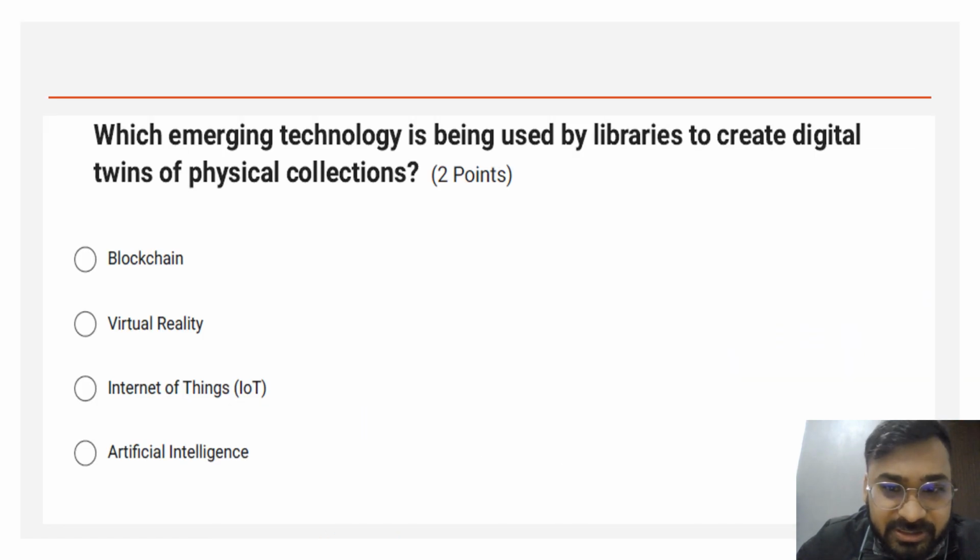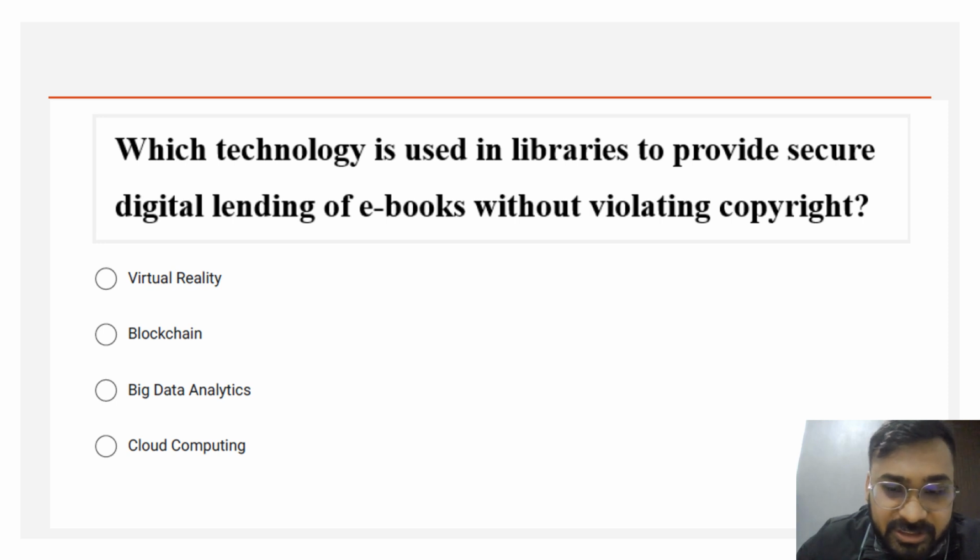Which emerging technology is being used by libraries to create digital twins of physical collections? It is newly implemented, that is virtual reality, VR technologies, twins, yeah. Which technology is used in libraries to provide secure digital lending of ebooks without violating copyrights? I think you have heard about blockchain technology. That is for ebooks without violating any copyrights. CC is Creative Commons.